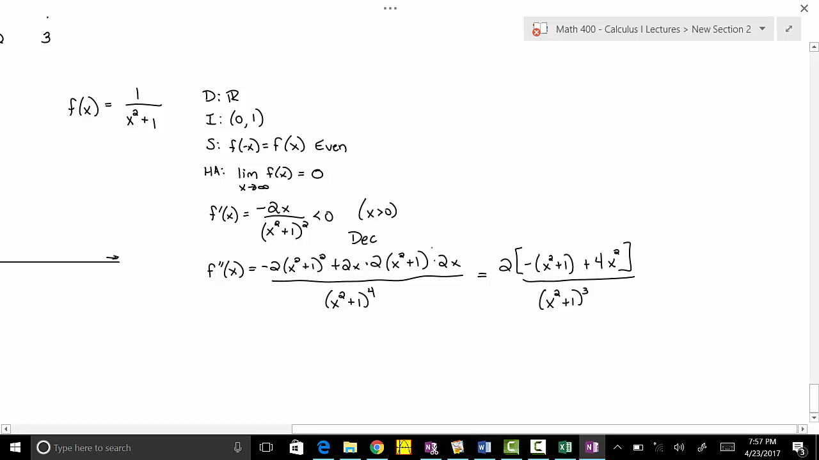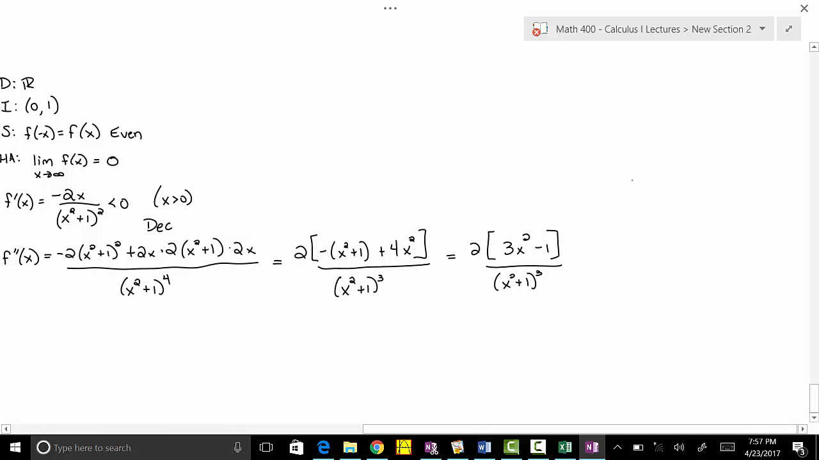Let me just double check. 4x squared, yes. So that numerator is going to be 2 times 3x squared minus 1, over x squared plus 1 cubed, and that denominator is always positive. Let me draw a number line for f double prime. We're going to start at 0 because, again, it's even, so behavior on one side is the same as the behavior on the other. And that f double prime is 0 at 1 over root 3.